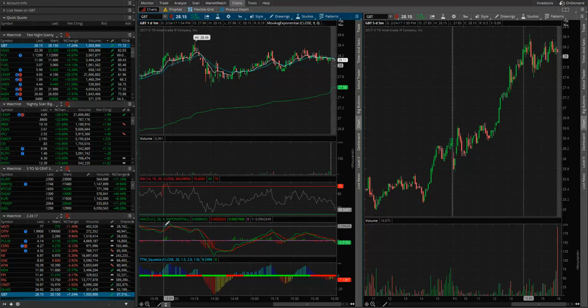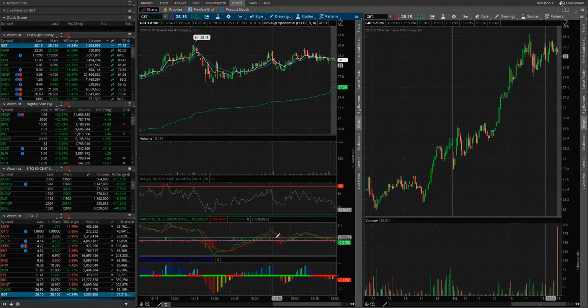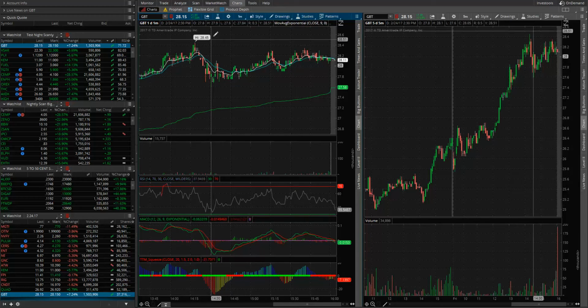Okay, here's the MACD line. So yeah, when the green line's above the red, that's bullish. When the green line's crossing over the red, that's bearish. All right, so yeah, the lines look good. The TTM squeeze. All right, so they look good now. That's the 1 minute.